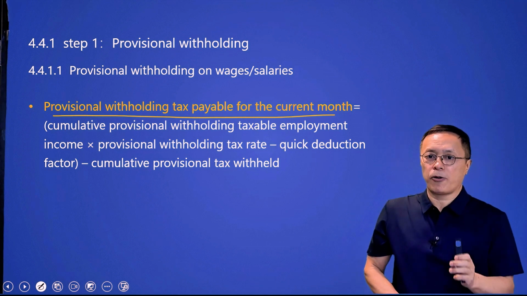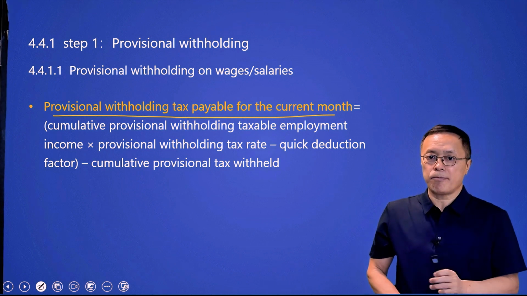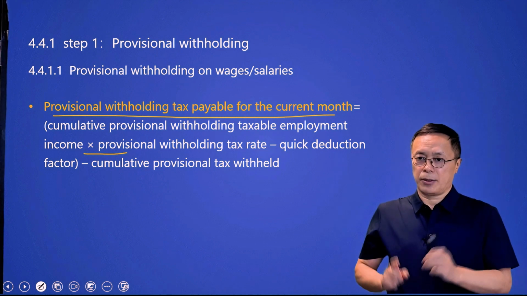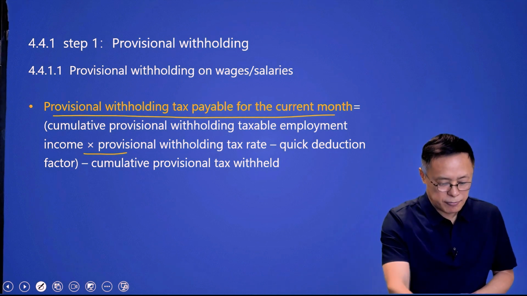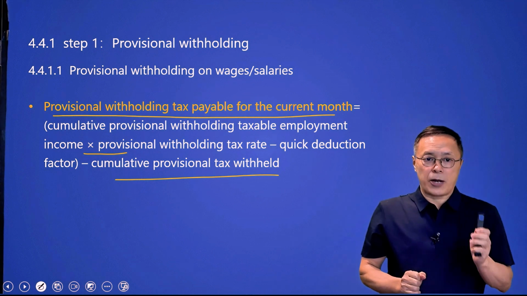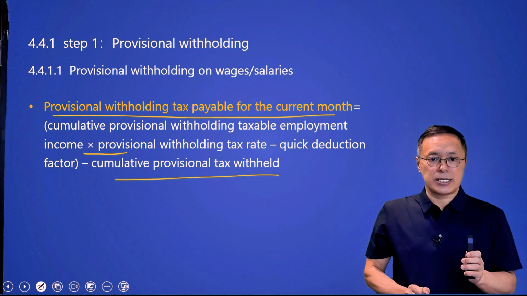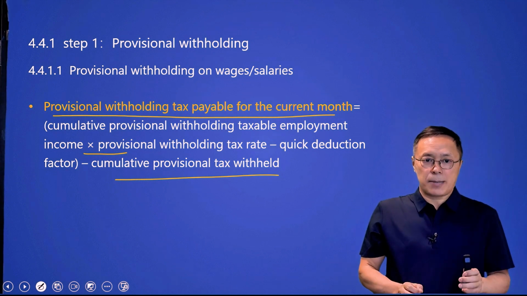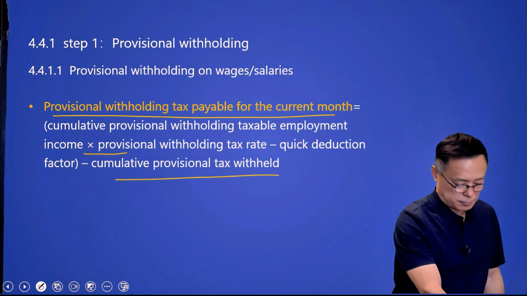Provisional withholding tax payable for the current month equals cumulative provisional withholding taxable employment income times provisional withholding tax rate, minus quick deduction factor, and continue to minus cumulative provisional tax withheld. What is calculated in parentheses is how much tax should be withheld for the accumulated salary and wages up to the current month. And after the parentheses, continue to subtract the accumulated withheld tax up to the current month.